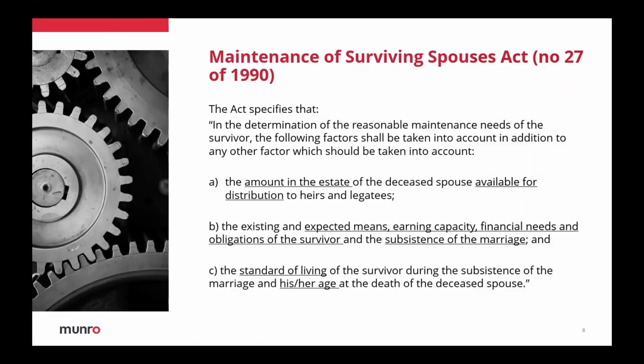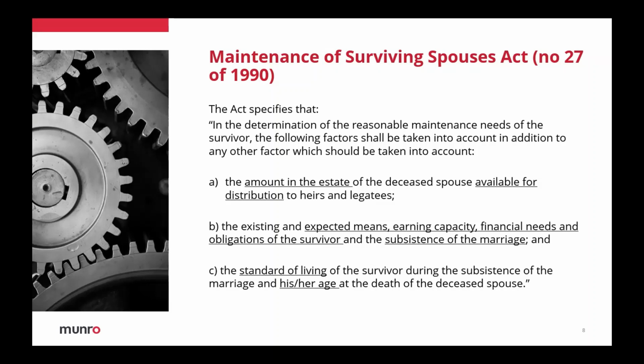I'm going to go through this very quickly. I'd be very happy to take questions or for people to email us if they have questions. We can get into the detail, but very briefly, the Maintenance of Surviving Spouses Act, I show an excerpt from the act here. It's very specific about how it's calculated. So there isn't really room for the actuary to improvise. The act says you have to take into consideration the amount in the estate that's available to be distributed. So normally we request the liquidation and distribution account, but it's not always available.